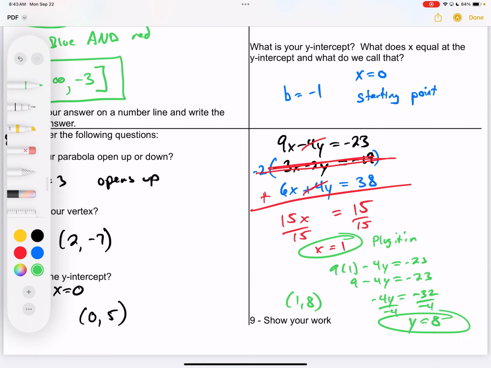You really just need the x and the y. Again, I know that's a lot of work in just a small space. If it carries over to the back, that's fine. All right, so that's the last problem on the test work page.